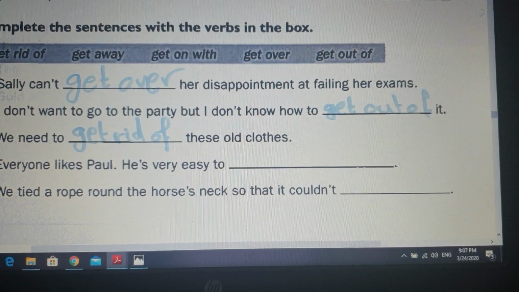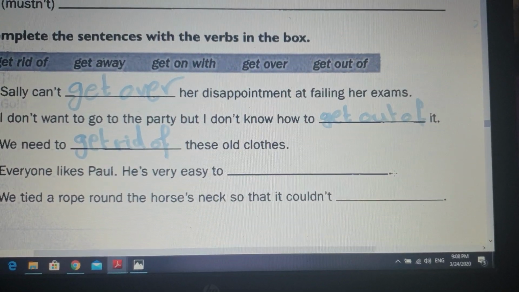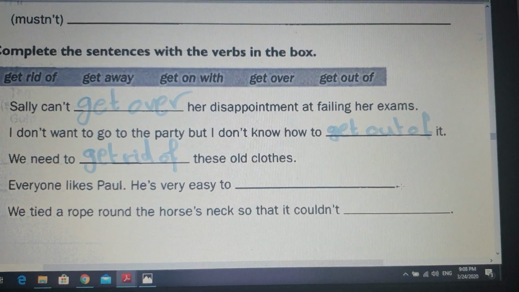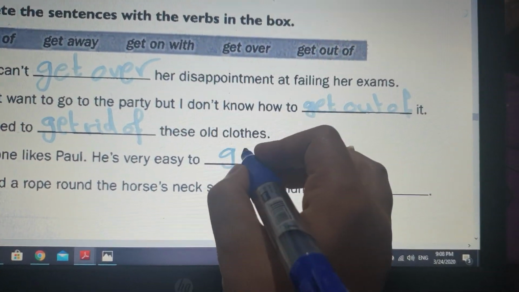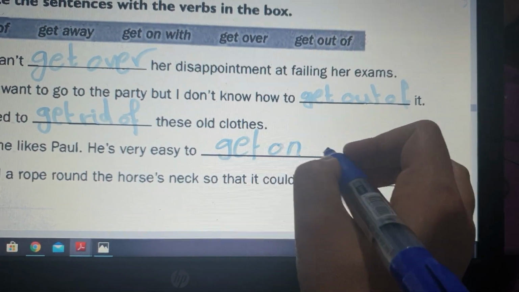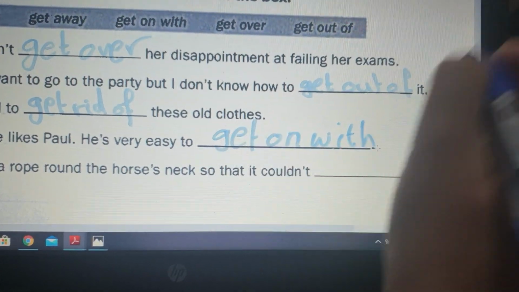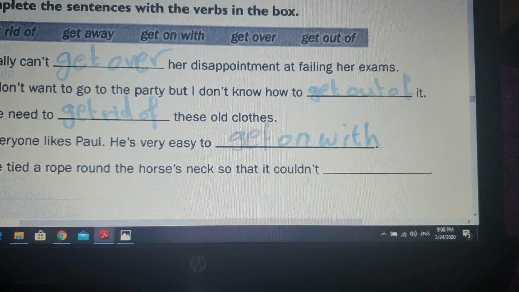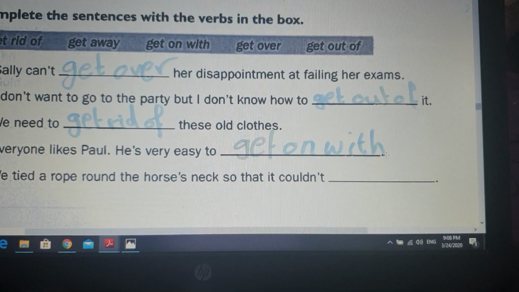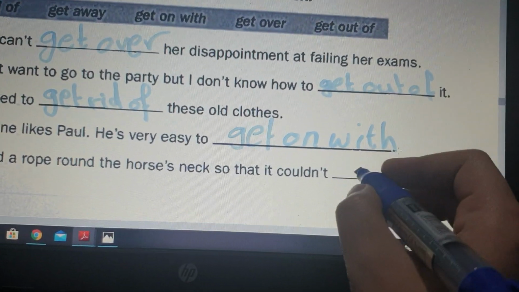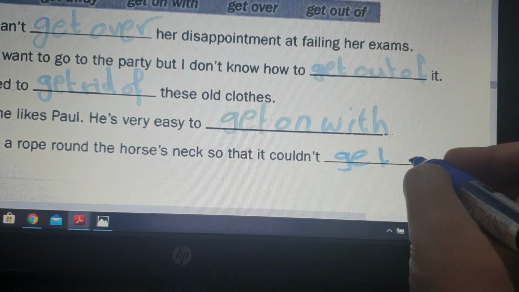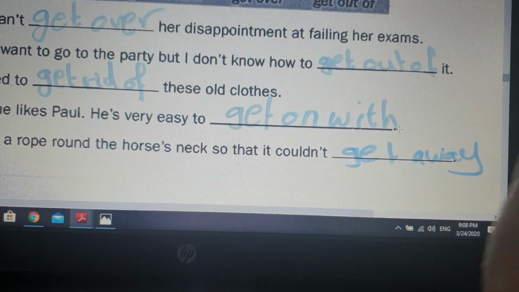Number 4, everyone likes Paul. He is very easy to get on with. And the last one, we tied a rope around the horse's neck so that it couldn't get away.